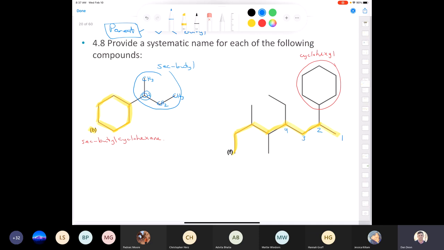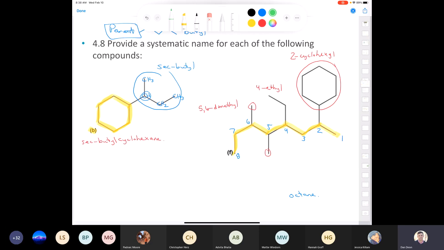We have 1, 2, 3, 4, 5, 6, 7, 8. So this must be some kind of octane. Now we're going to give a locant, a number, and a name to each one of the substituents. We have a 2-cyclohexyl, so we separate those by a hyphen. We have a 4-ethyl, and then we have two methyl groups. We have one here and here, and so that would be a 5,6-dimethyl. Now we need to alphabetize those.